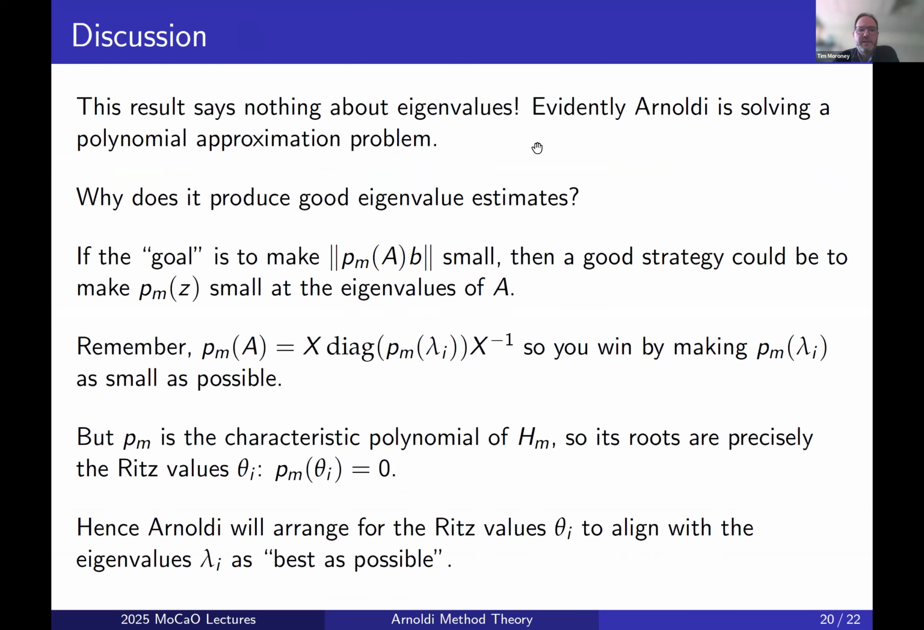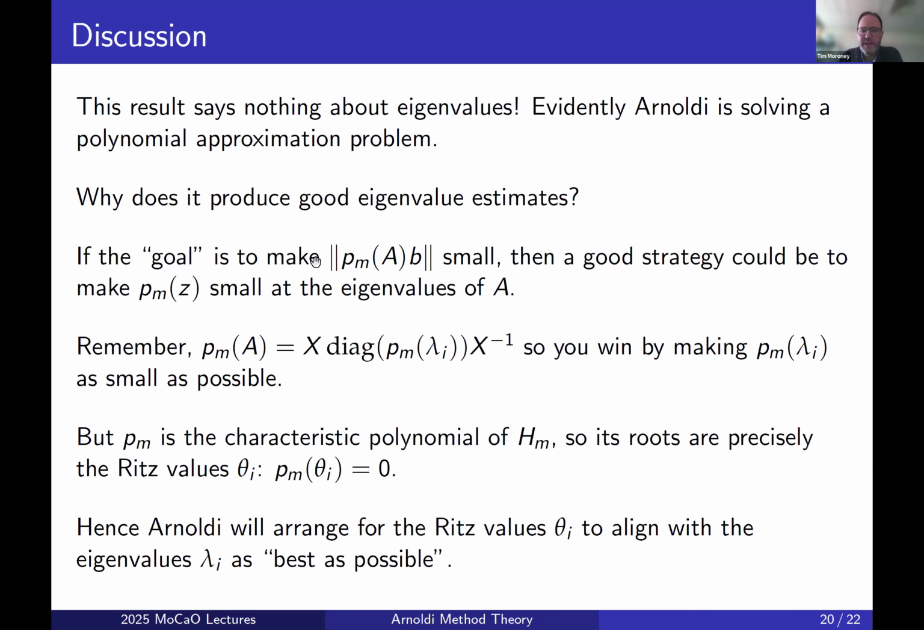This result says nothing about eigenvalues. Evidently Arnoldi is actually solving a polynomial approximation problem. So why do we ever think it would be good at producing eigenvalue estimates, which is the actual job we're putting it to? Well, here's the way to think about it. If the goal is to make this norm Pm of A times b small, then a good strategy could be to make Pm small at the eigenvalues of A.